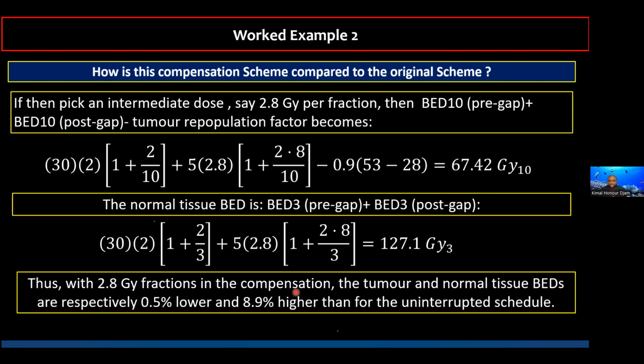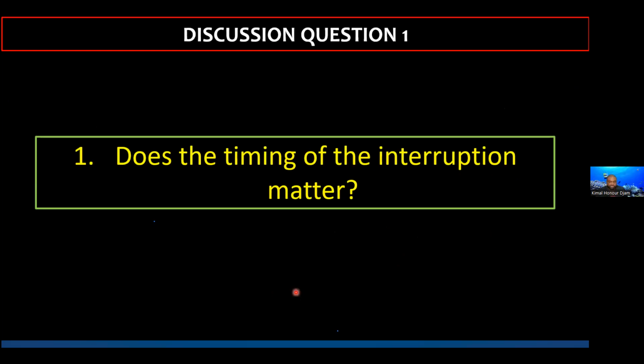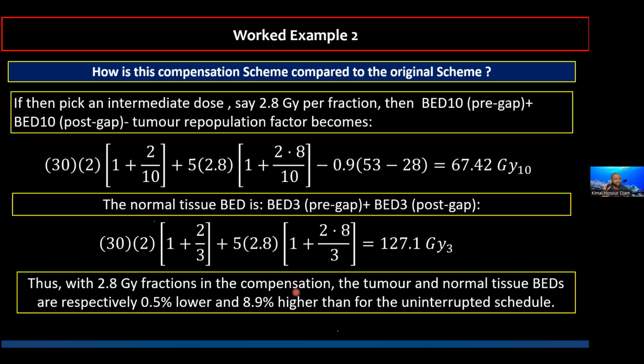And so at this juncture, we now have a threshold value. We now have to begin to think about what are the compromises that we have to make in terms of maintaining the normal tissue BED and the tumor BED in order to achieve the same outcome.